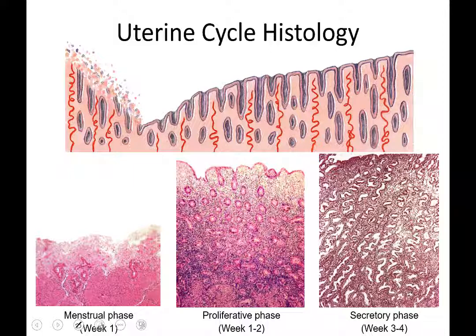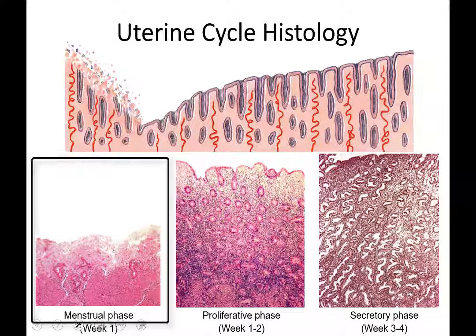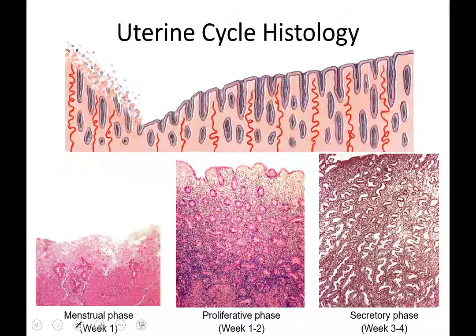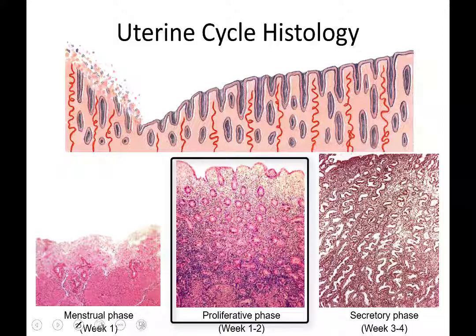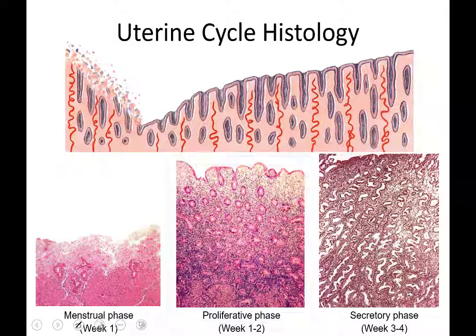What the histology slides are is during the menstrual phase, this is what it looks like. So there's really no endometrium. This is the end of the menstrual phase. This is actually the myometrium, the muscle that's going to start below. Then during the rebuild phase, which is the proliferative phase, you can see the endometrium starting to grow, and we see these glands starting to develop.